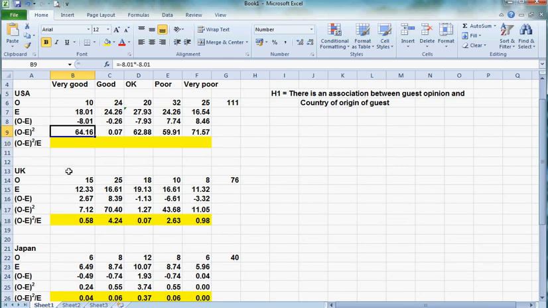So, first one is 64.16 divided by 18.01. 0.07 divided by 24.26. 62.88 divided by 27.93. 59.91 divided by 24.26. And 71.57 divided by 16.54.